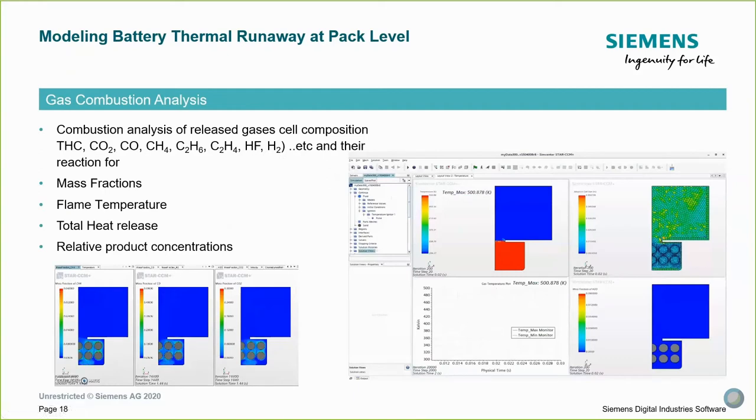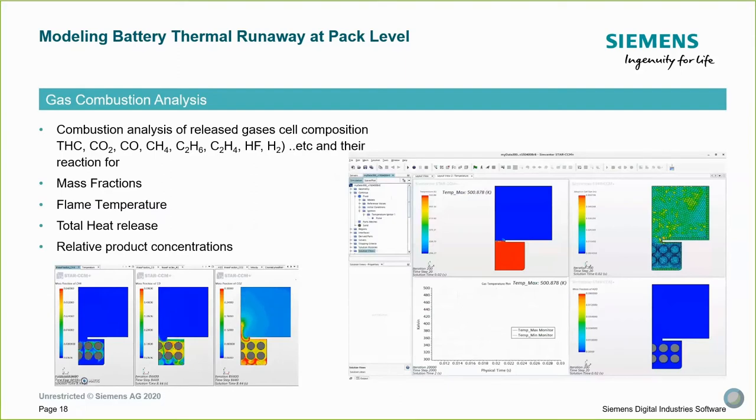So for gas combustion analysis, there are various gases which come out from the composition. What you see here is that I can capture the mass fractions and the flame temperature, so one of the cells is in thermal runaway, and how that affects the performance of the entire pack and how it would behave in the environment that it is in.